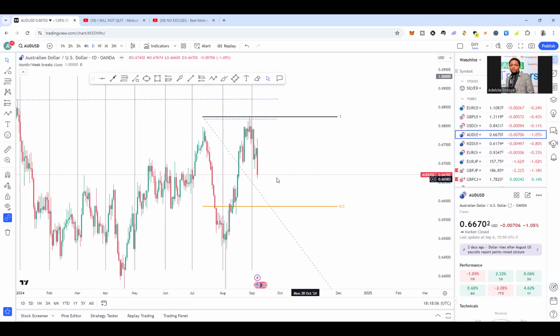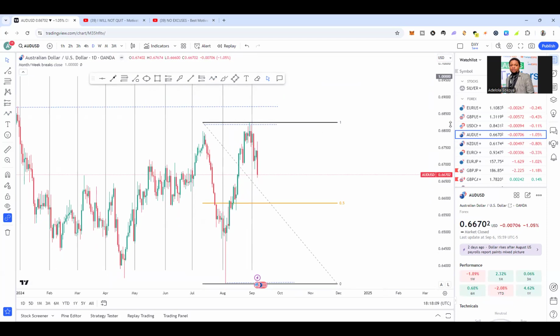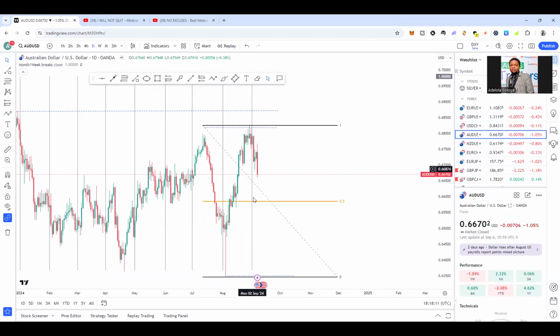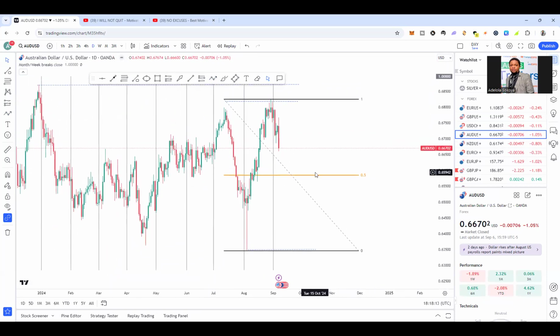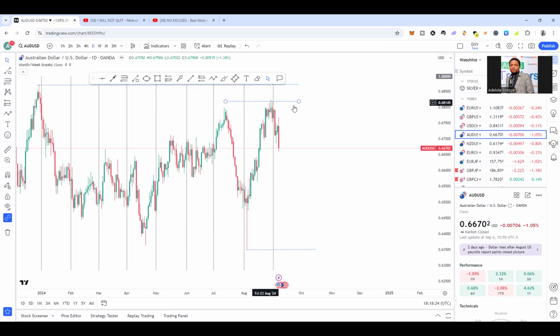AUDUSD has already continued that downside. The same thing. You can see that we tapped into our structural liquidity and we're continuing that downtrend. So I already closed out all my trades on AUDUSD. I think I did over 400 pips, about 450 pips in this trade. The last couple of weeks, I've been selling around this area. I've been selling heavily on my other accounts.